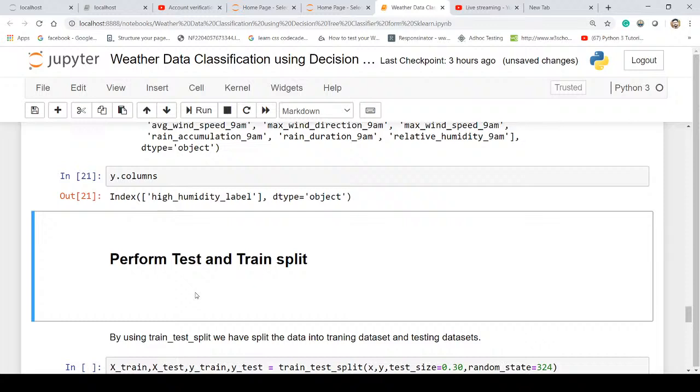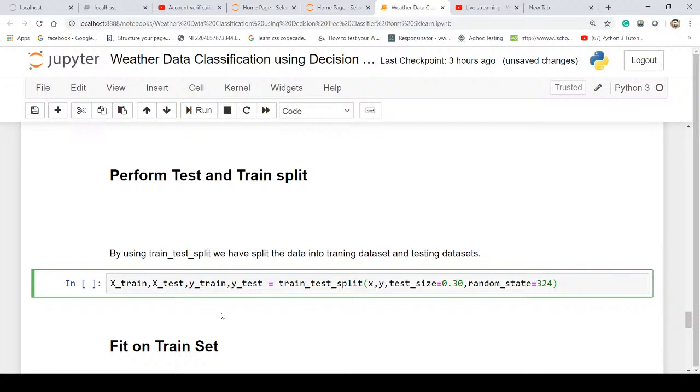Now we just perform a test and train split. Like I think I have told you, X_train, X_test, y_train, y_test. We can split 70-30. Random state is for code reproducibility, so you can mention any number here as you wish.